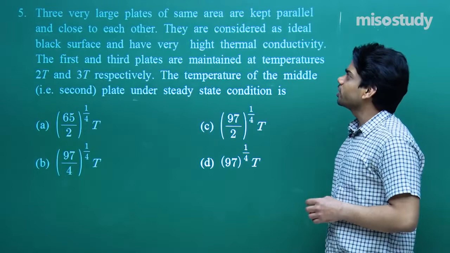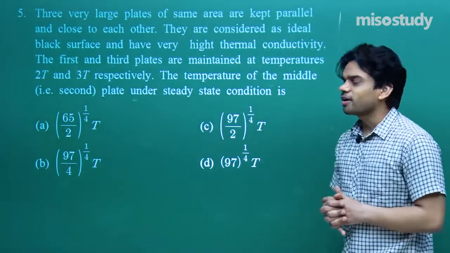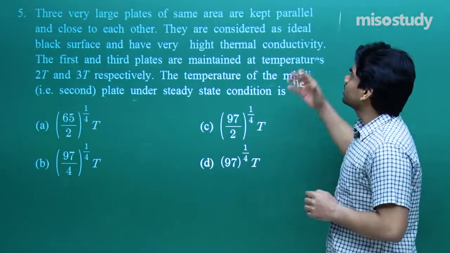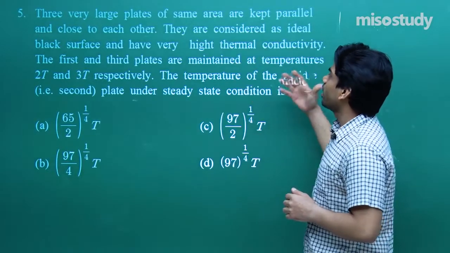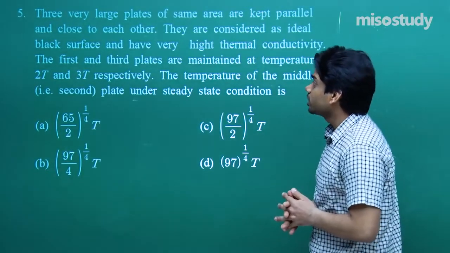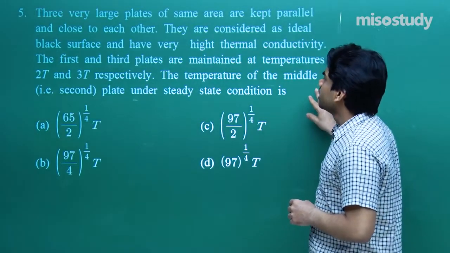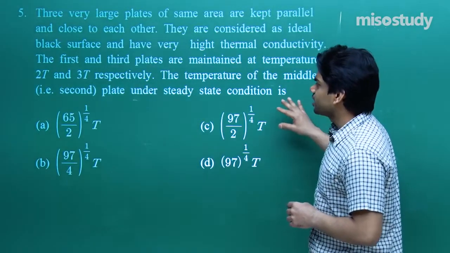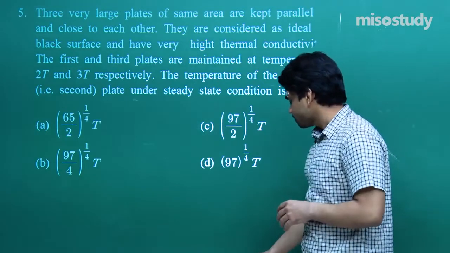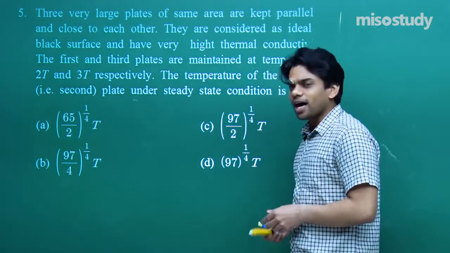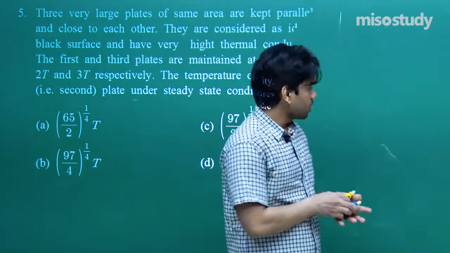Three very large plates of the same area are kept parallel and close to each other. They are considered as ideal black surfaces and have very high thermal conductivity. The first and third plates are maintained at temperatures 2T and 3T respectively. The temperature of the middle, that is the second plate, under steady state condition is. I believe that you all have understood the scenario of the question.